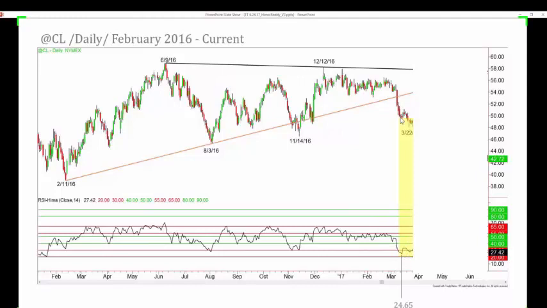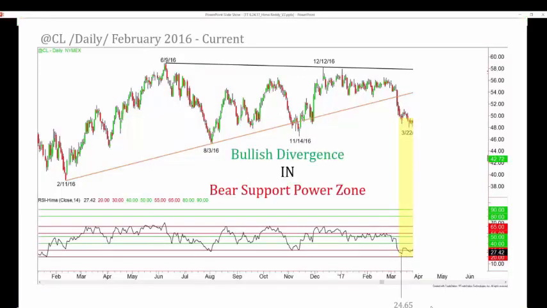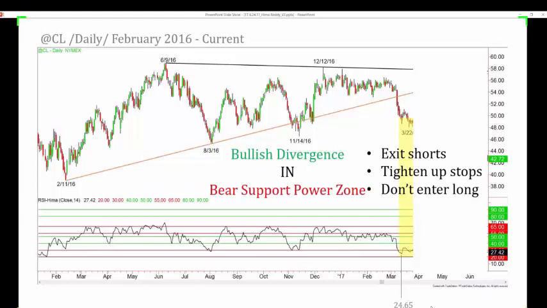Higher low in momentum, lower low in price. So when you have a bullish divergence in the bear support zone, this can be a little dangerous. It's okay to exit your shorts. It's okay to tighten up stops on your short positions, but I would not enter long. You might miss the upside move. Yes, that will happen in life, but guess what? If you haven't figured it out yet, you are going to miss some trades now and then. The important thing is not to get every single trade. It's to have your system applied for the trades that you get in on under your decision and control.